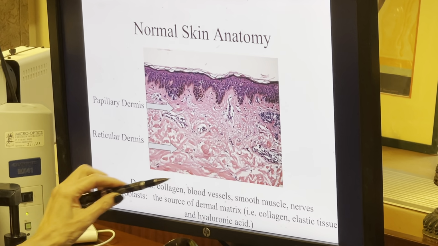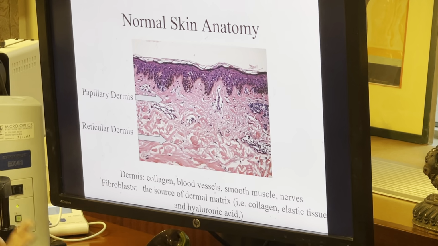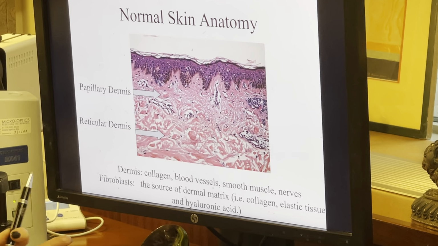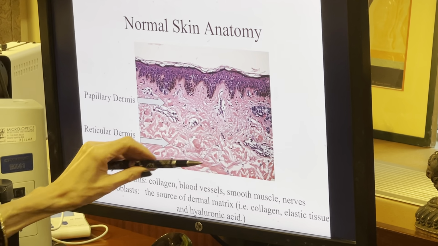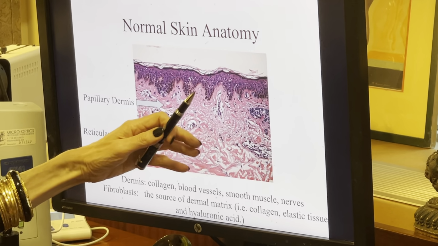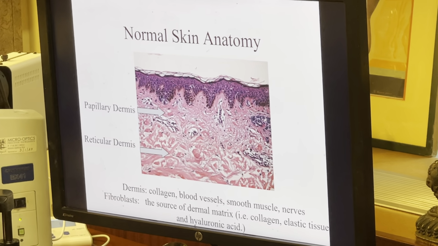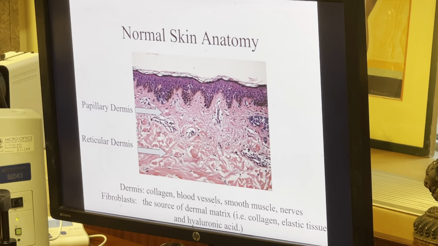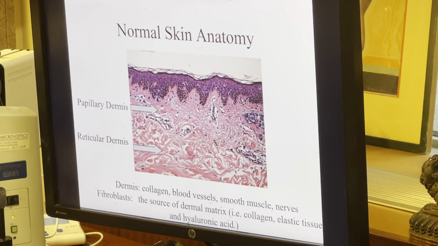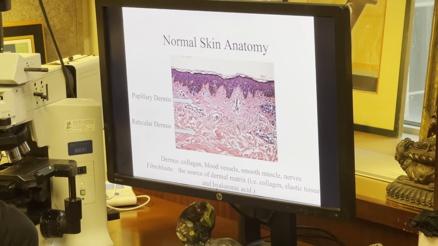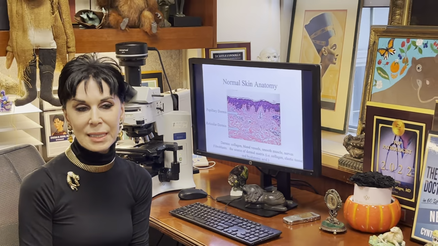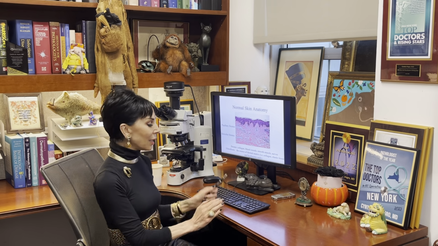And within the reticular dermis, we have blood vessels, smooth muscle as it relates to hair follicles, nerves, and adnexal structures. The actual composition of the dermis, being in the context of collagen and elastic fibers as well as hyaluronic acid, is primarily due to the dermal fibroblasts. Those are a cell type that really define the source of mesenchyme within the dermis. That is to say, what actually produces the structural integrity of the dermis, namely collagen, elastic fibers, and hyaluronic acid.